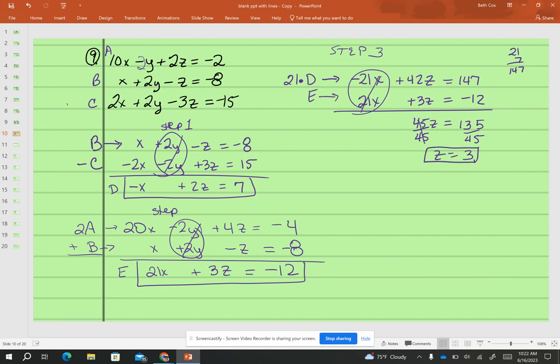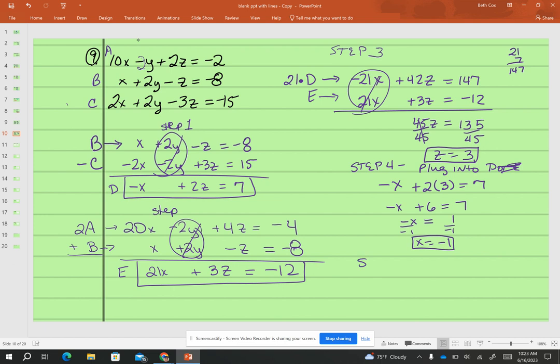Okay, now step 4, we plug that in to D or E. So if I plug into D or E, step 4, z is 3, so I have negative x plus 2 times 3 equals 7. So that's negative x plus 6 equals 7. Subtract 6 on both sides, and I'll have negative x equal 1. Divide by negative 1, and I get x is equal to negative 1. Okay, so that's my second answer.